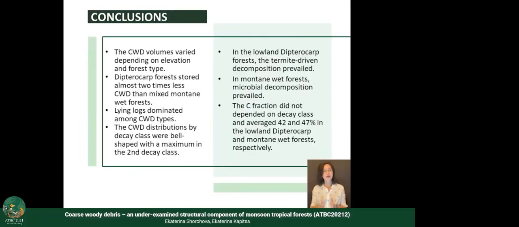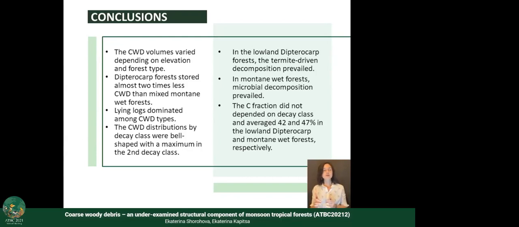Conclusions so far: coarse woody debris volumes depended on forest type and elevation. Lowland dipterocarp forests stored almost two times less coarse woody debris as compared to wet montane forests. Lying logs dominated among coarse woody debris types. However, the share of branches, especially in dipterocarp forests, was also rather high.